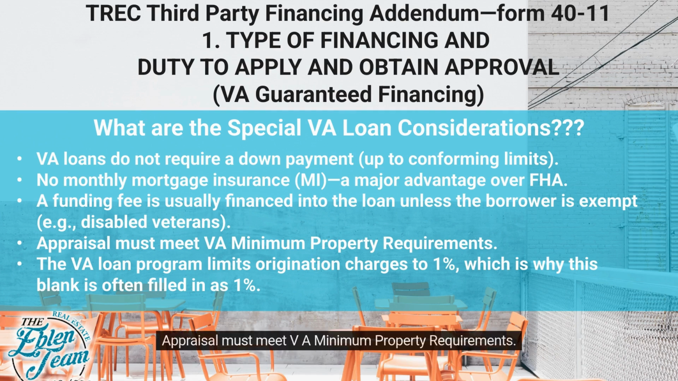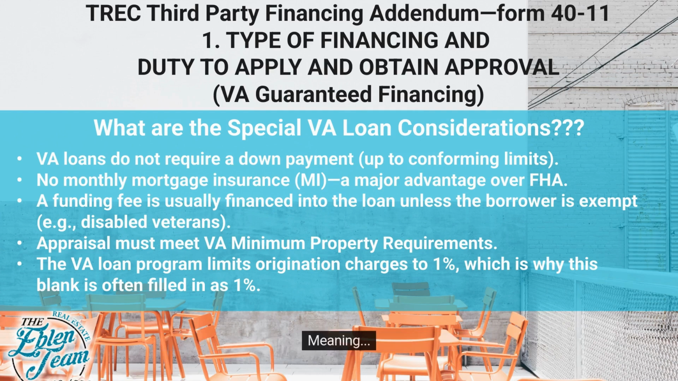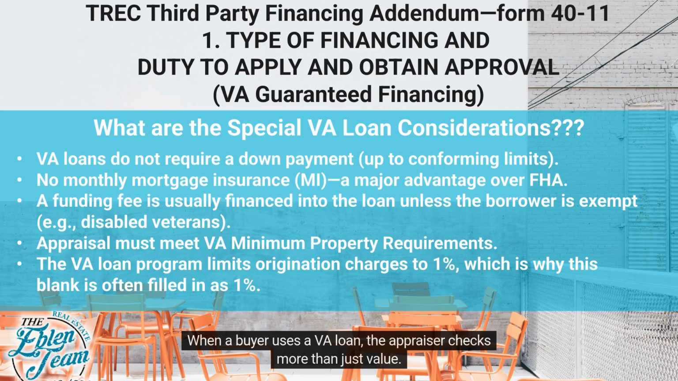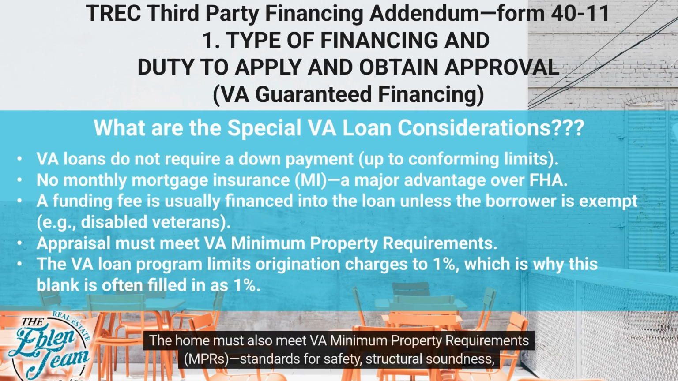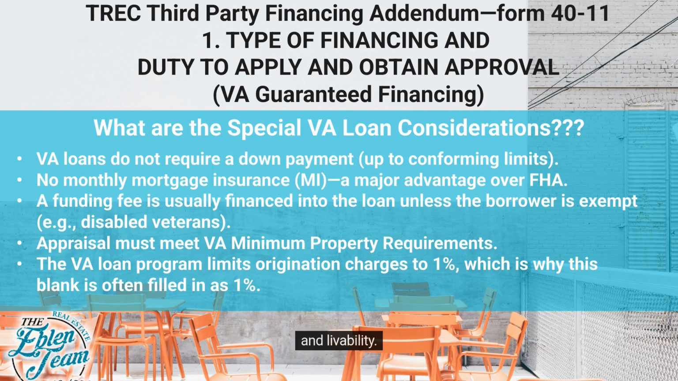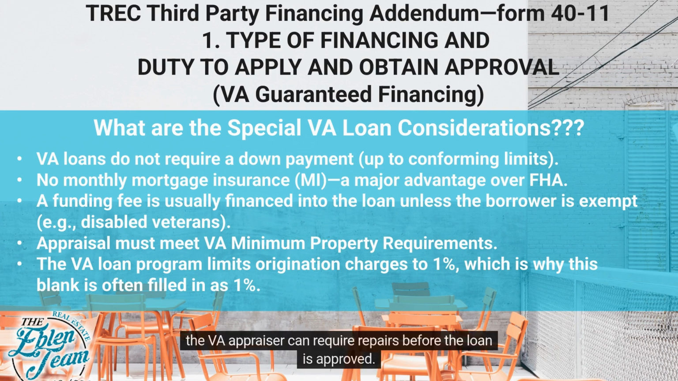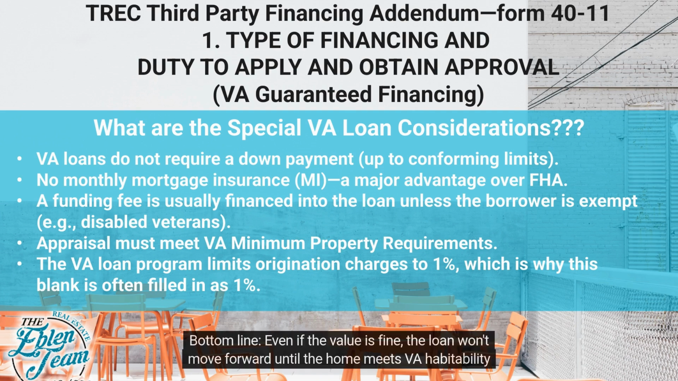Appraisal must meet VA minimum property requirements, meaning when a buyer uses a VA loan, the appraiser checks more than just value. The home must also meet VA minimum property requirements, MPRs, standards for safety, structural soundness, and livability. If the property has issues like peeling paint, roof leaks, broken HVAC, missing handrails, the VA appraiser can require repairs before the loan is approved. Bottom line, even if the value is fine, the loan won't move forward until the home meets VA habitability standards.